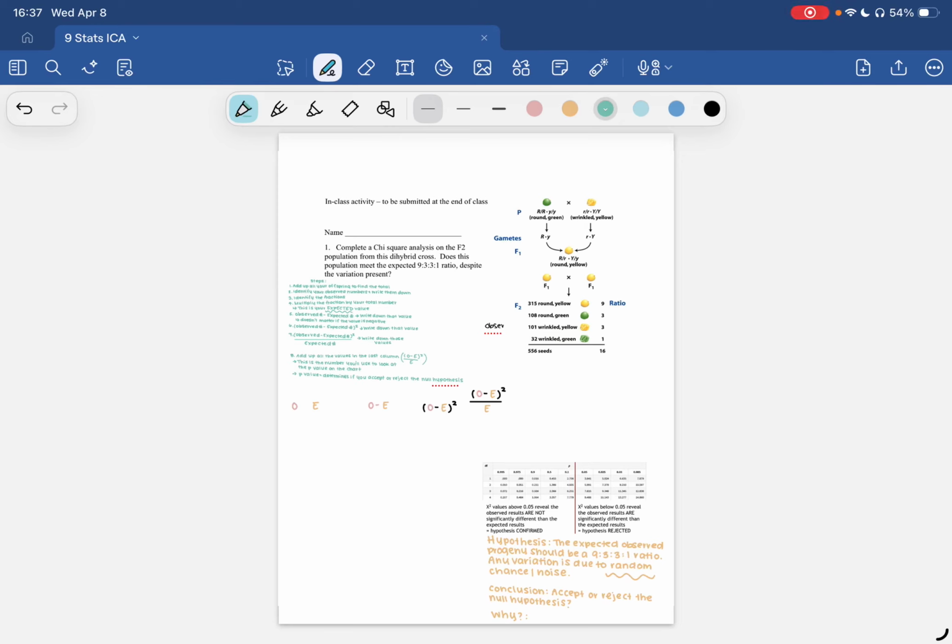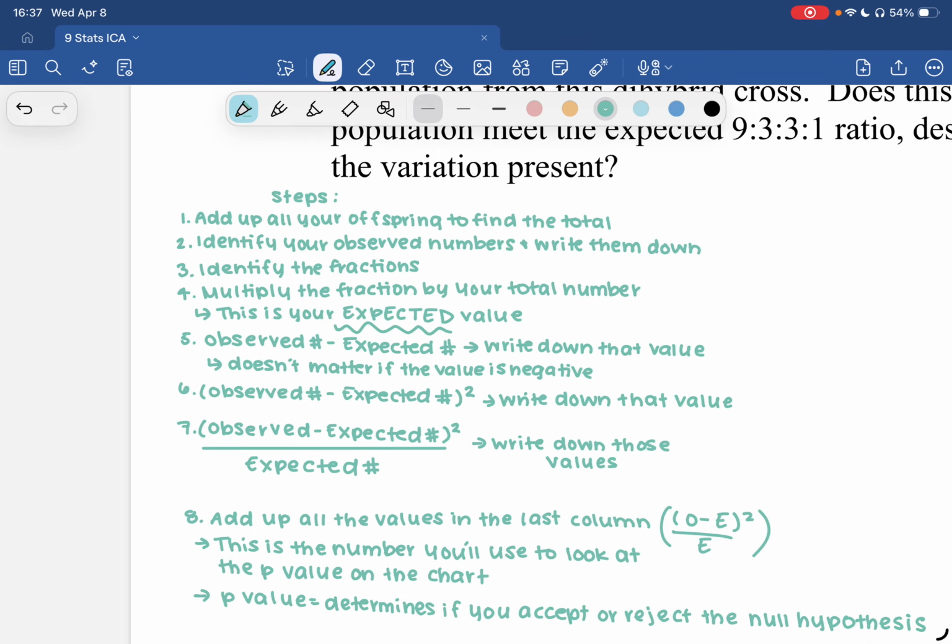Hi everyone, in this video I'm going to review the in-class activity covering chi-square. This process is pretty easy if you just practice a few times. Also, memorizing the little table I'm going to show you that we practiced in class is going to help you solve this problem as well.